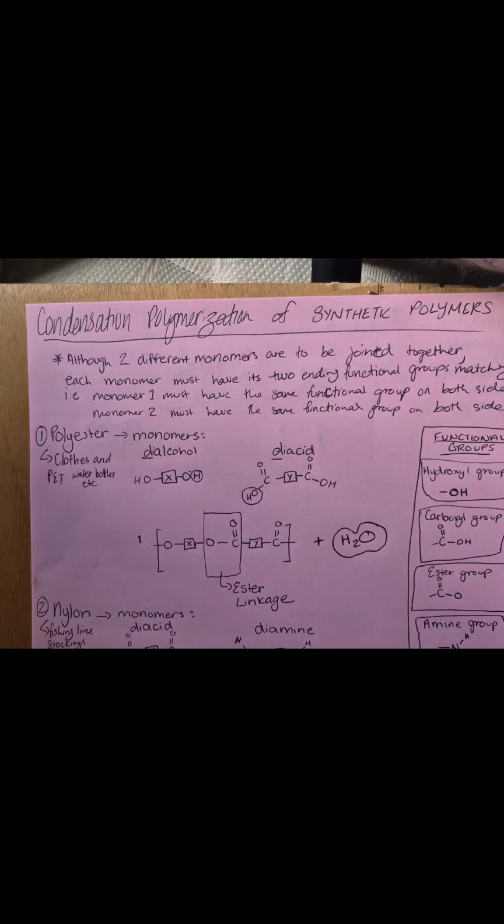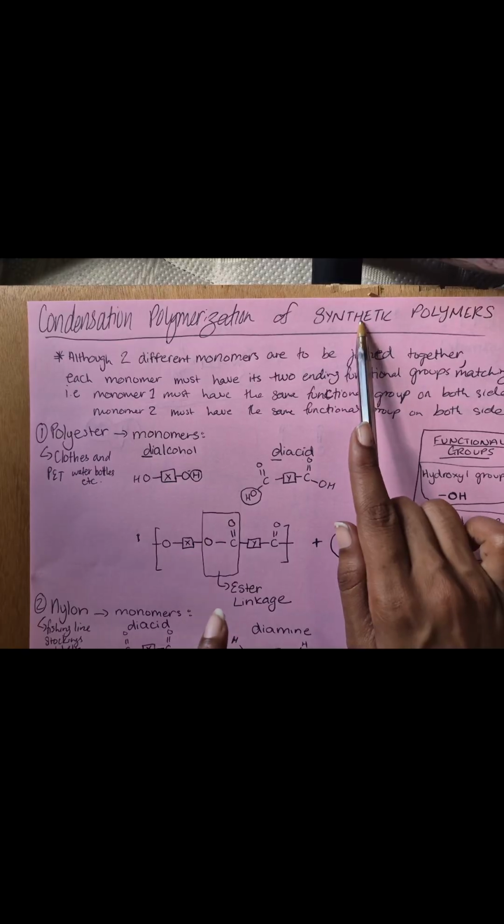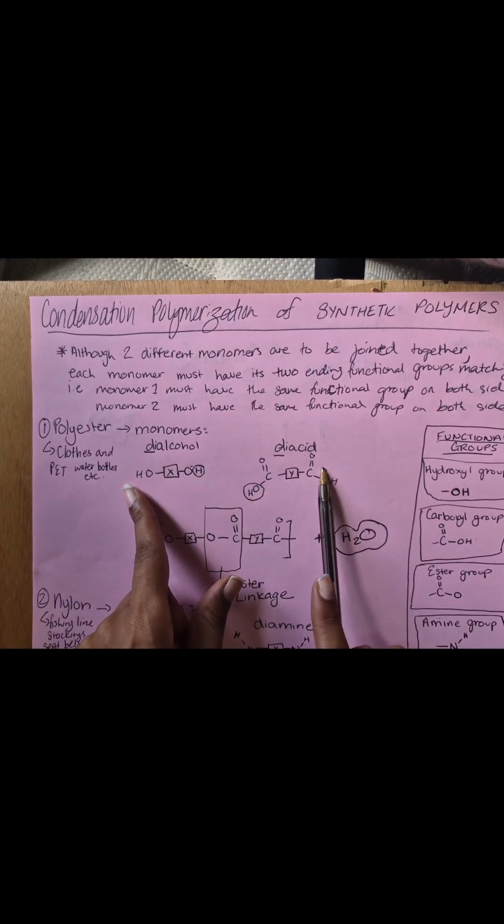Moving on. So all I want you to understand is that for condensation polymerization, yes, it is 2 different monomers joining together. But if you're making your synthetic polymers, those monomers have to be di molecules. That means the 2 ends of their molecule have to have the same functional group. Okay? Now let's just get straight into it.